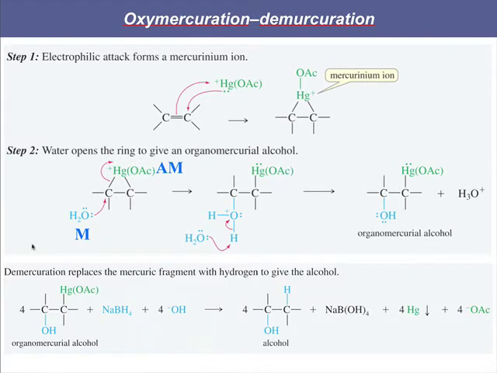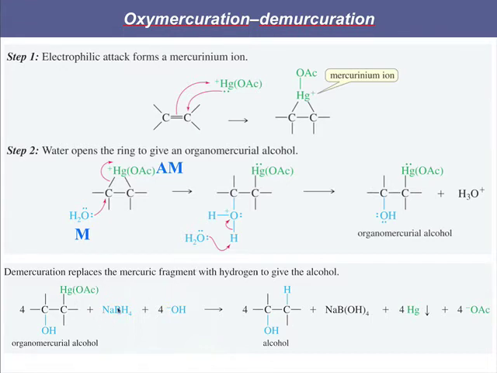Either way, if you can't remember that, just remember that water adds to the Markovnikov side, the mercury ends up on the anti-Markovnikov side, and that gets us our organomercurial alcohol. In the last step, our second step involving NaBH4, we displace the mercuric acetate group with a hydrogen.